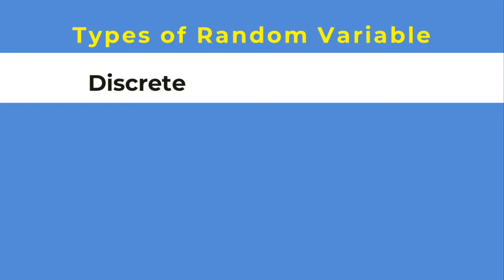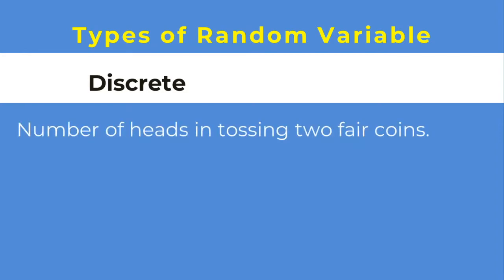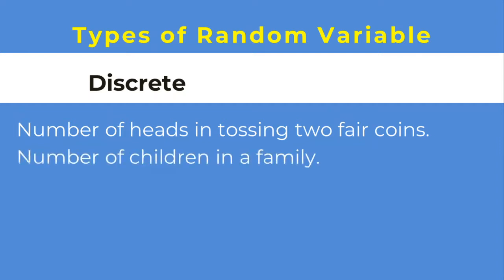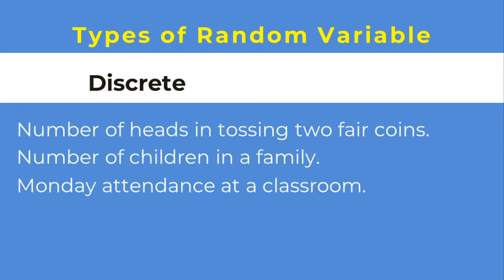So example natin sa discrete, number of heads in tossing 2 fair coins, kasi ang possible values lang dyan, 0, 1, and 2. Ito naman sa number of children in a family, hindi naman pwede mag-infinite yung number of children. Pwedeng mag-100, pwedeng umabot ng ganun, pero as long as kaya natin na i-represent using whole numbers, it is still discrete random variable. Dito sa Monday attendance at a classroom, so normally sa Philippines, 40 to 60 students sa classroom, pero depende na rin sa school.